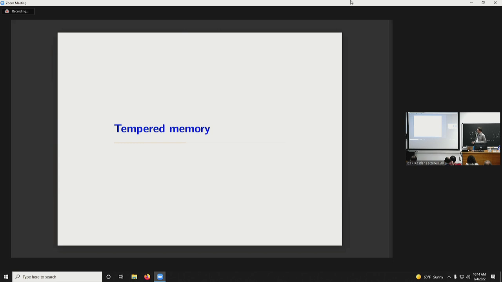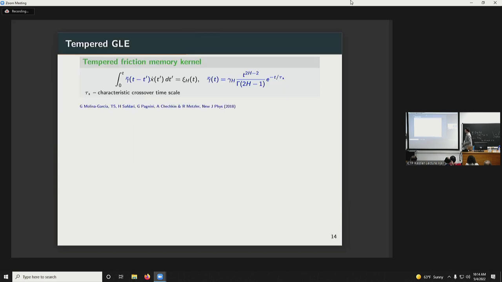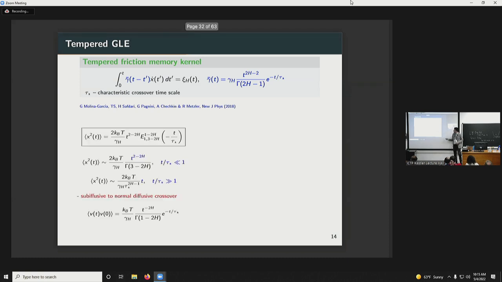So the tempered memory, what does it mean? This means that if we consider the Langevin equation, and in the memory kernel, after some characteristic crossover time, we have an exponential cutoff of the memory kernel. And if we put this tempered memory kernel in the equation, we will find that the mean square displacement can be represented by this three-parameter Mittag-Leffler function.